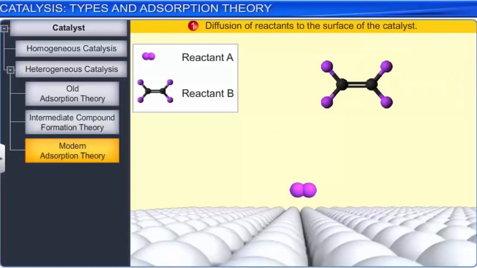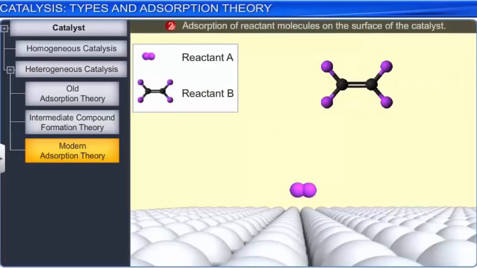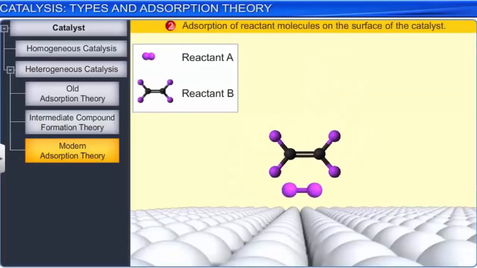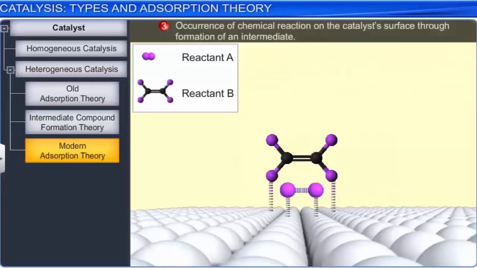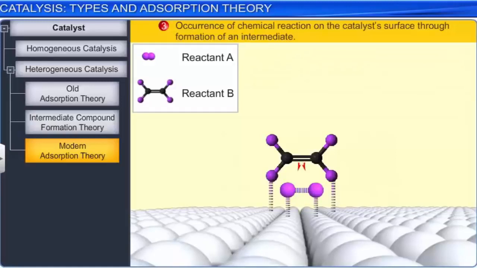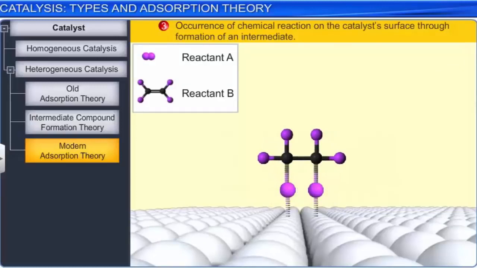The second step involves adsorption of the reactant molecules on the surface of the catalyst, followed by the formation of weak bonds with the catalyst due to the presence of free valencies. The third step involves a chemical reaction between the reactants and the catalyst, forming a complex that is essentially the product attached to the catalyst.